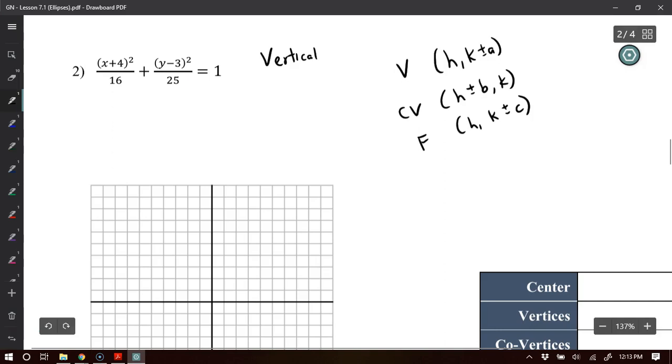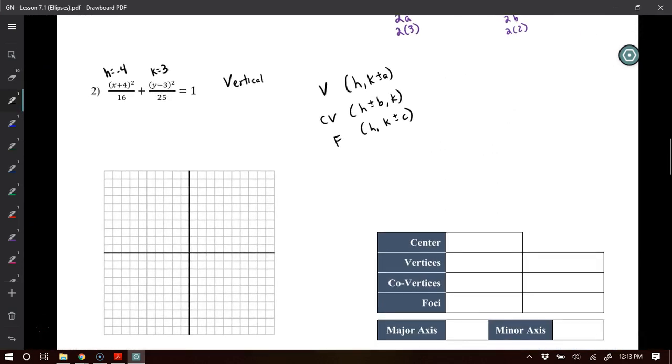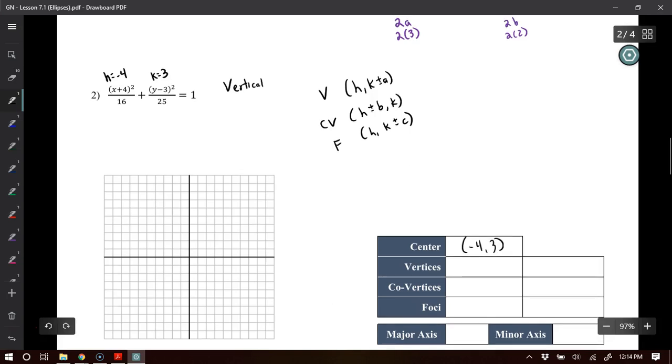So let's start. I would say start with h and k. h is negative 4 and k is 3. And when you find it, plot it. Don't do them all at one time. Find it. Negative 4, 3 is your center, and plot it. Negative 4, 3, and put a C for center. Got it. Now we're good.